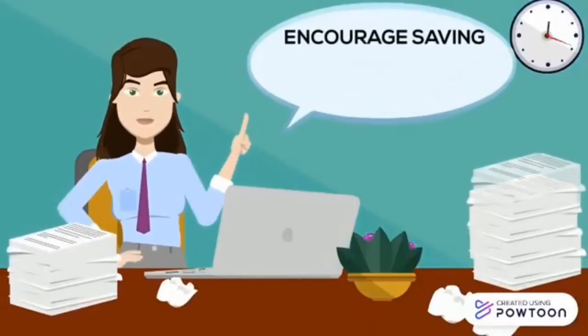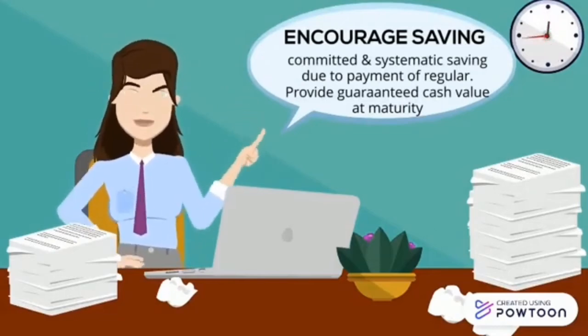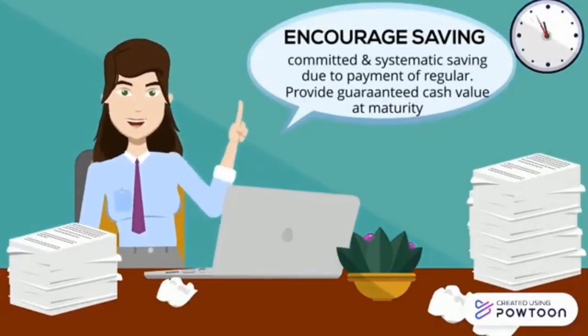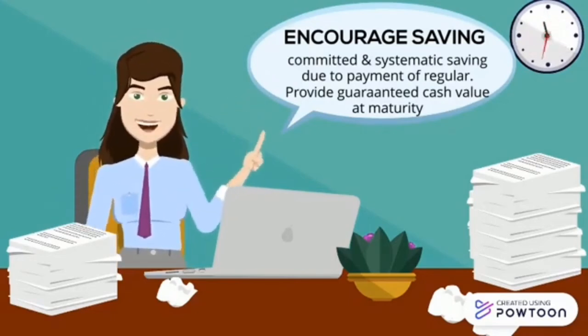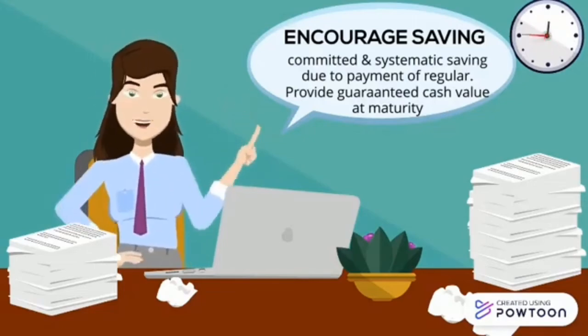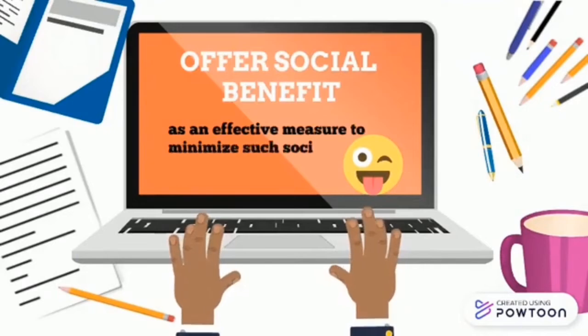Encourage saving. By purchasing insurance, it helps us to save little by little by paying regular money every month. The insured will get the benefit when the amount has achieved its maturity according to the policy contract. Offer social benefit. Insurance can be considered as an effective measure to minimize such social problems. For example, it provides financial compensation against the losses due to such events.